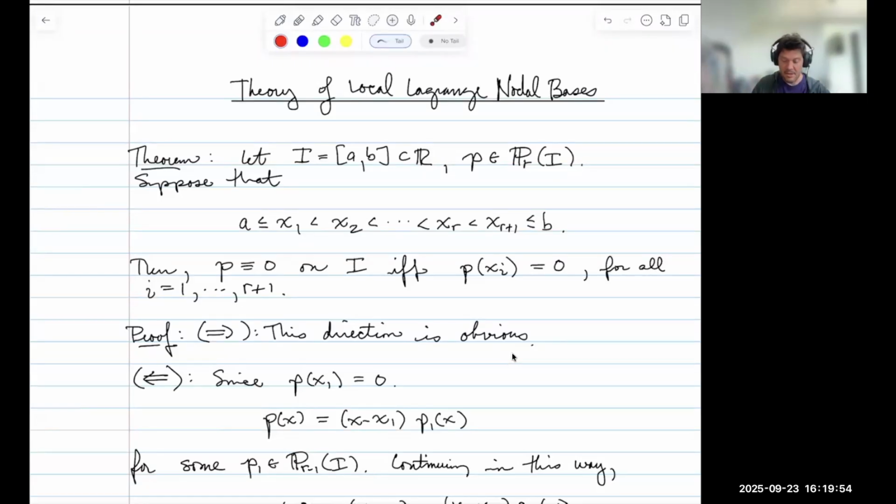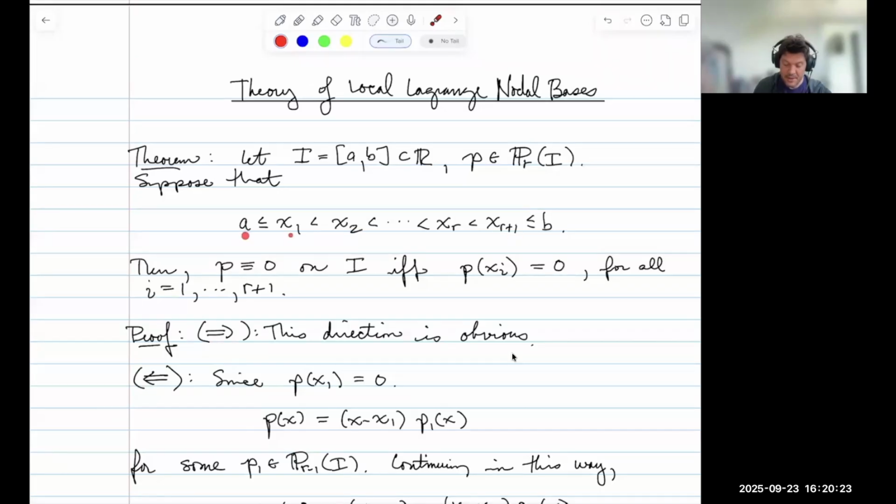So here's the statement of the result. Suppose that I have an interval, and it's a non-trivial interval, AB in the real line. And suppose that P is a polynomial of degree at most R on that line, okay? And suppose that between A and B, there are these points x1 up to x_{R+1}.